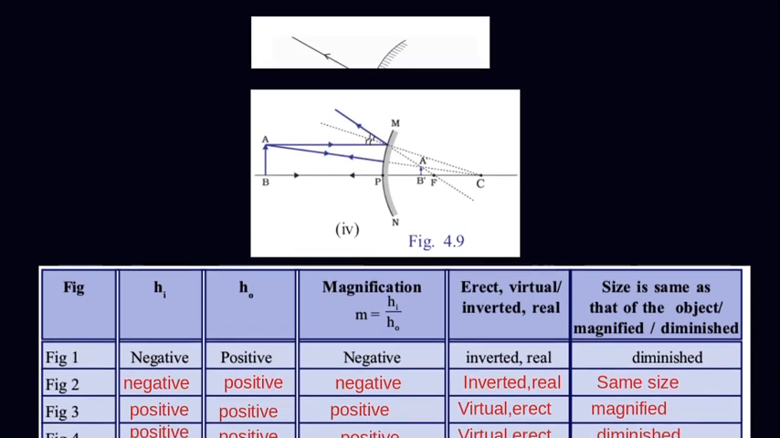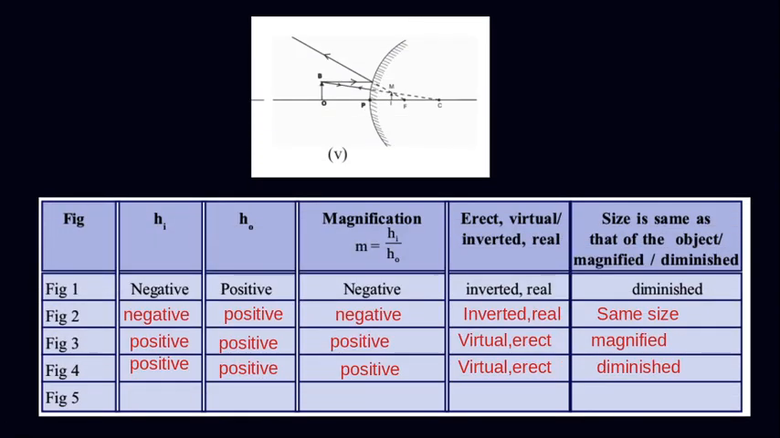Now the last figure, in the same way, that is convex mirror. Wherever the object is placed in front of a convex mirror, the image formation will be in the same way. There is no change. That is, height of the image is positive, height of the object is positive, and then magnification is positive, and then virtual and erect, that is the nature, and diminished.